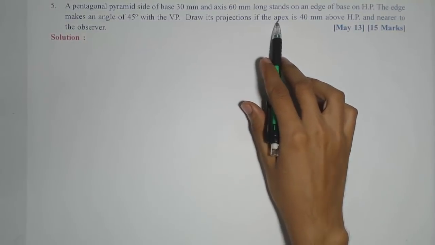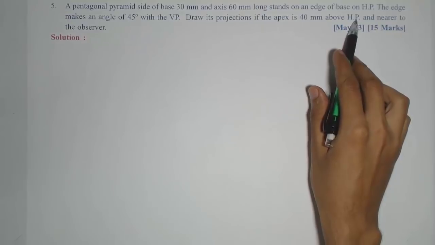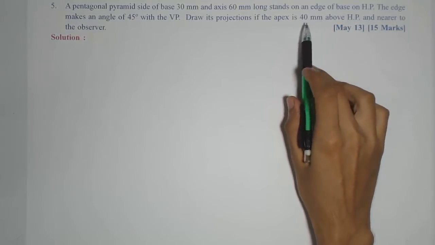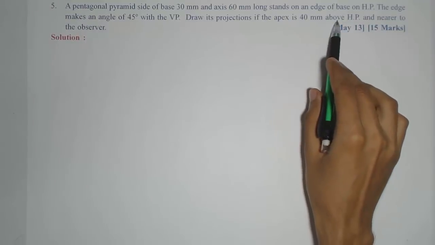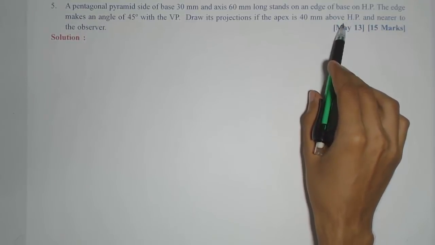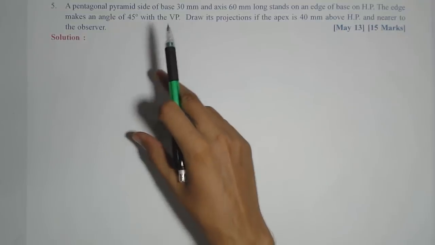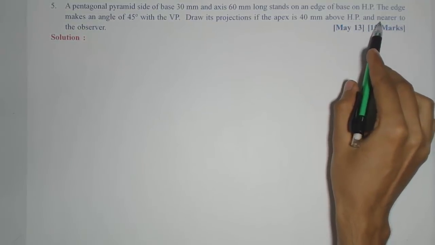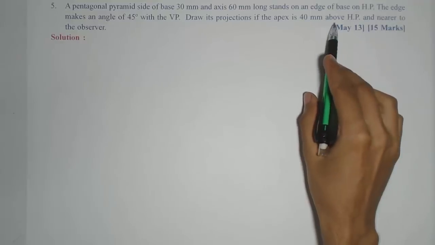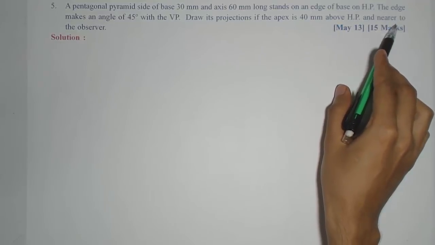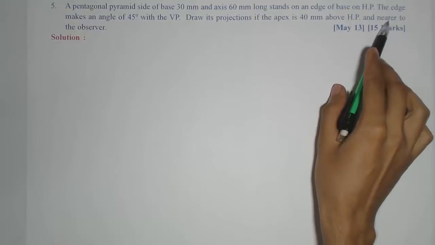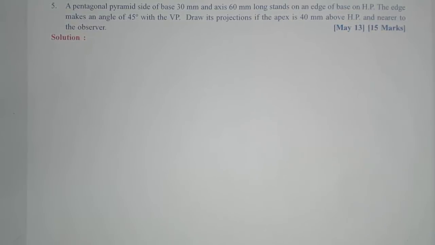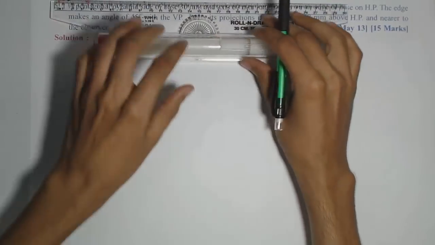Draw its projection if the apex is 40 mm above the HP. Now here, no inclination is directly given, but indirectly apex position is given with respect to HP. So this condition we have to use for redrawing the front view in second stage because it is with respect to HP and nearer to the observer. Now the apex is nearer to the observer, and this condition will be used again in third stage. So we will start with the solution.